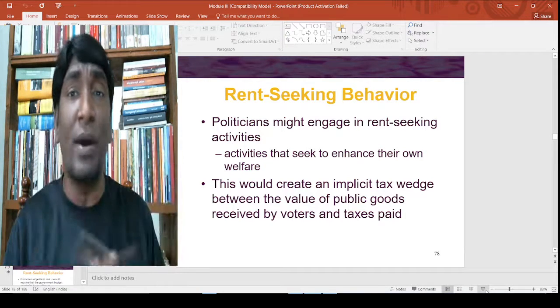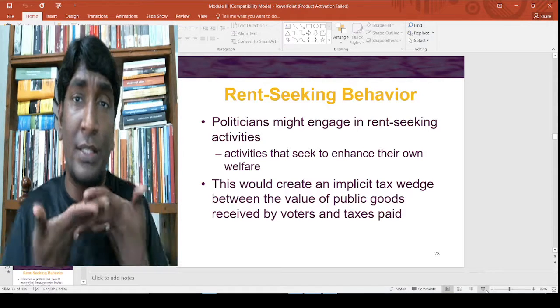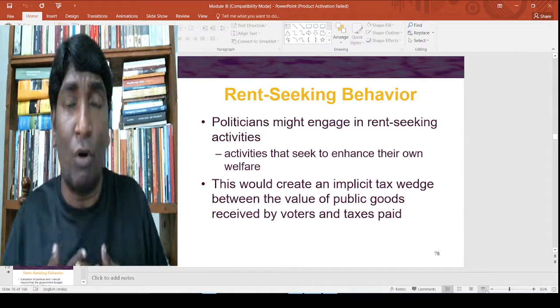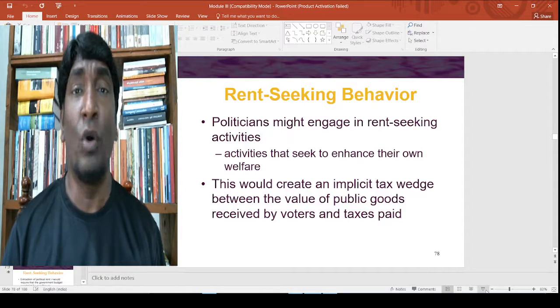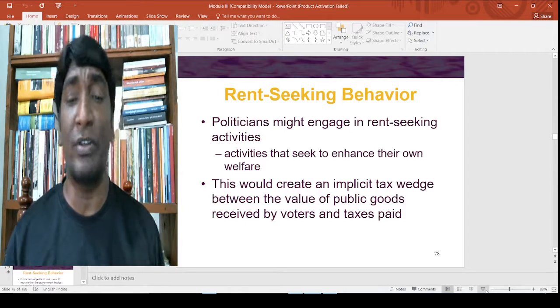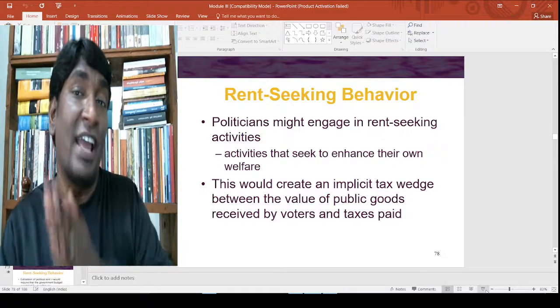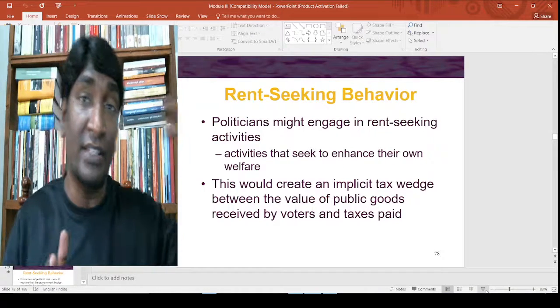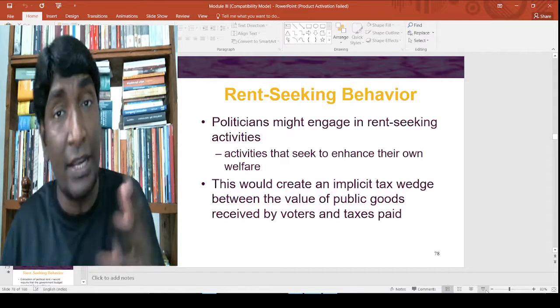Now, as far as a ruling party is concerned, they want to increase their own face value, or whatever you can call their own welfare. So this would create an implicit tax wedge between the value of public good received by the voters and taxpayers. This is the argument placed against the ruling party by the opposition, especially those who are against any kind of policy.